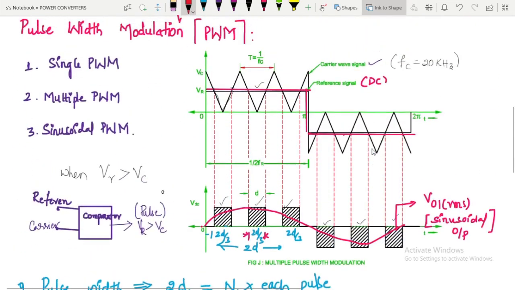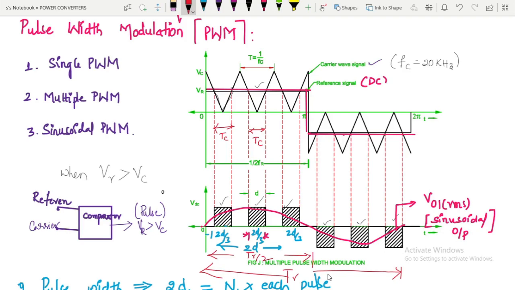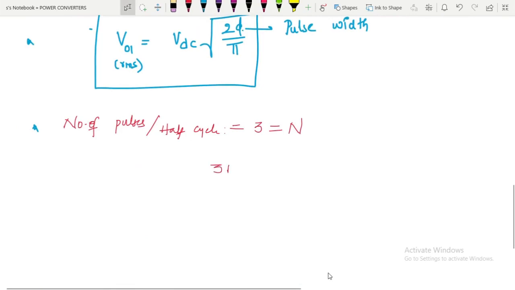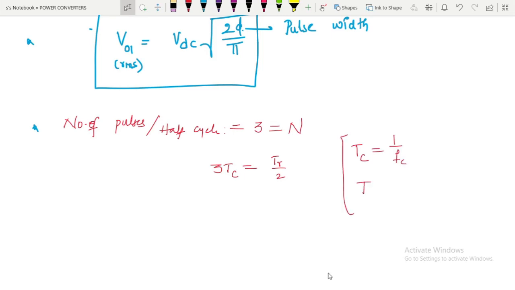Okay, now if you observe here, this is the time period Tc when Vr is greater than Vc, and there are 3 such periods here. Okay, so that means we have 3 Tc here in one half cycle. So what is one half cycle? One half cycle is this one. This is the total cycle Tr here, the reference waveform, and here this is Tr by 2, one half cycle. So in one half cycle, Tr by 2 period, there are 3 Tc here. Okay, that means I can write 3 Tc is equal to Tr by 2. So coming to Tc, this is the time period for the carrier waveform, which is equal to 1 by Fc, right? Similarly, Tr is the time period for the reference frequency, that is 1 by Fr.